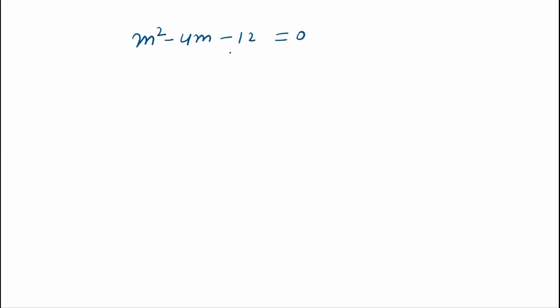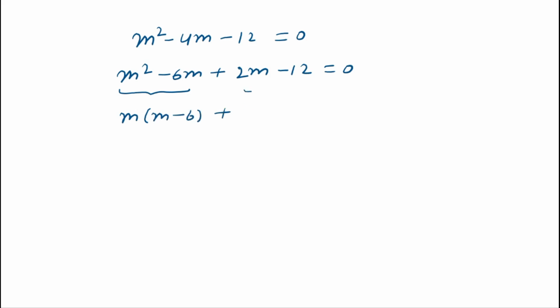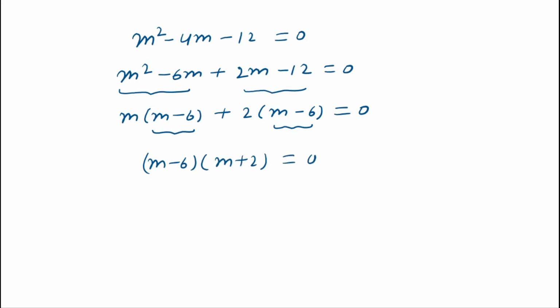This quadratic equation is factorizable. Here we will apply middle term split and then find out the value of m. M square minus 4m is minus 6m plus 2m minus 12, this is equals to 0. Look carefully, first two terms, if we take common m, then inside the bracket m minus 6. Here if we take common 2, then inside the bracket m minus 6, and this is equals to 0. M minus 6 is common. If we take common m minus 6, then here m plus 2, this is equals to 0.